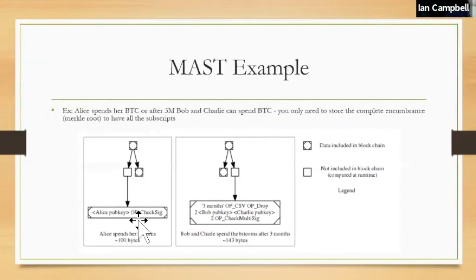So this side that allows Alice to spend, we only see the piece of Bob and Charlie being allowed to spend, and that's the only piece that gets included onto the blockchain. As you can see with the legend over here, this doesn't get written on the blockchain, this piece would. So what this allows us to do is it gives us 3 main benefits.